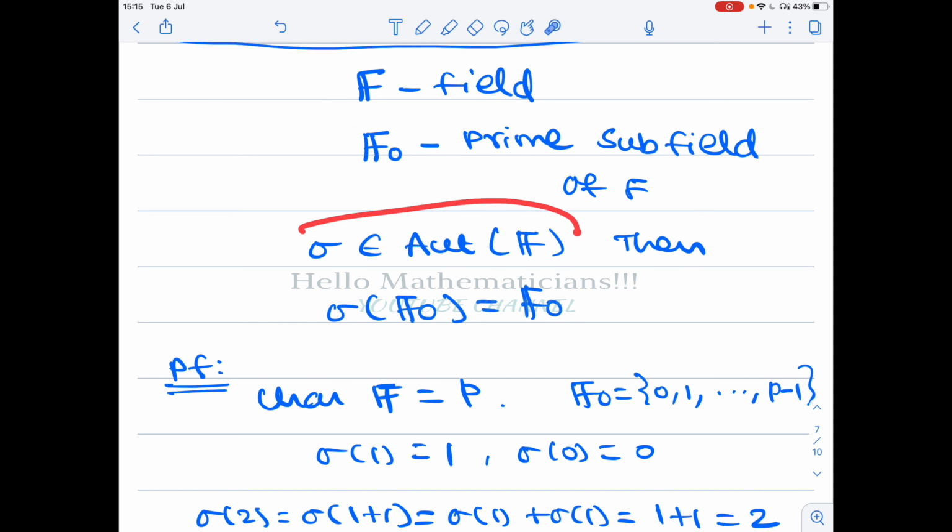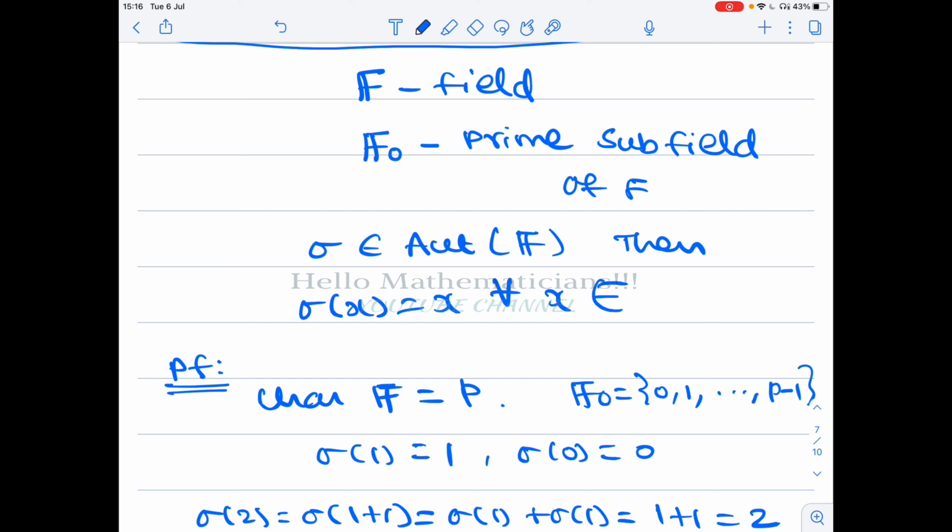And I take an automorphism sigma of the field F. Then we claim, and this is more than what we were claiming before, that sigma of x equals x for all x belonging to F naught. That means that every point of the prime subfield is fixed by all the automorphisms of F. Okay, that is what we are claiming.